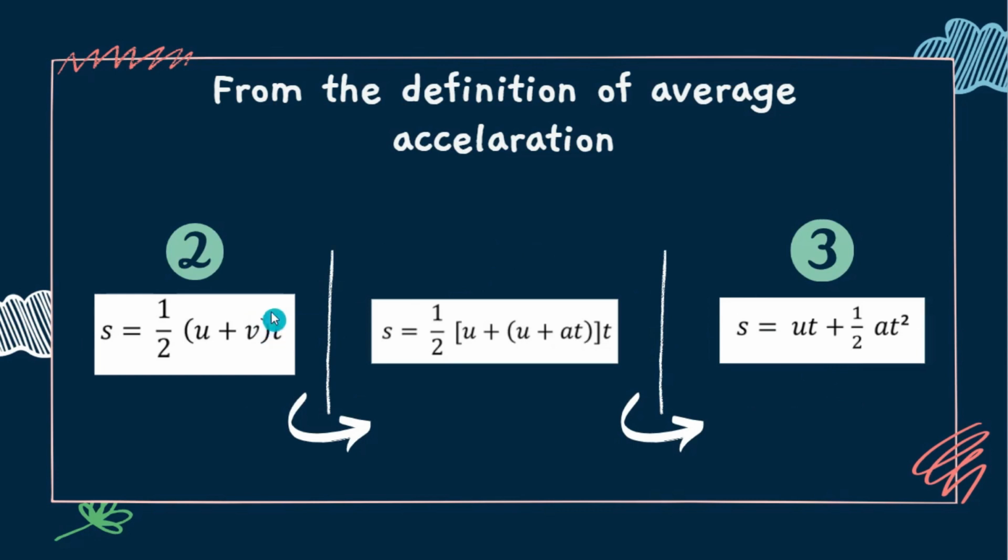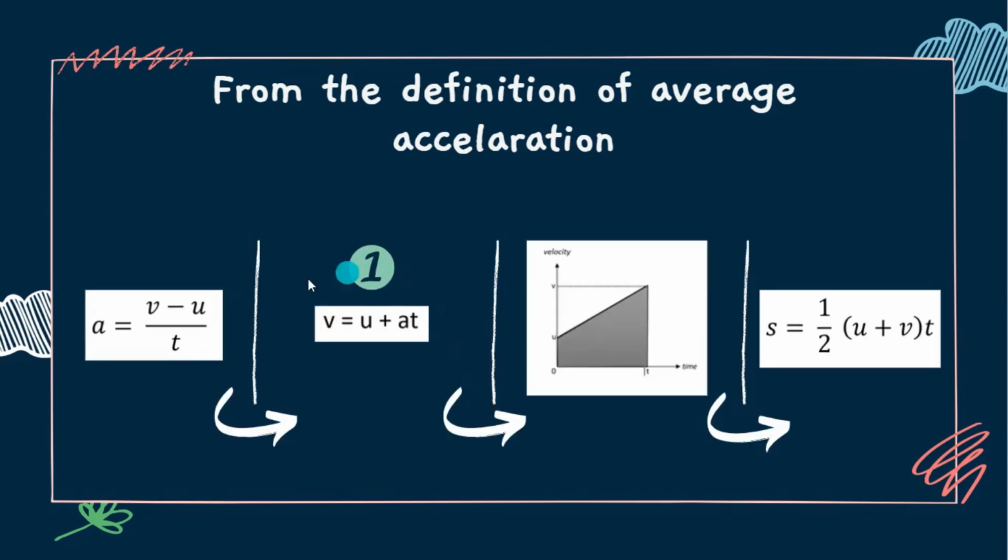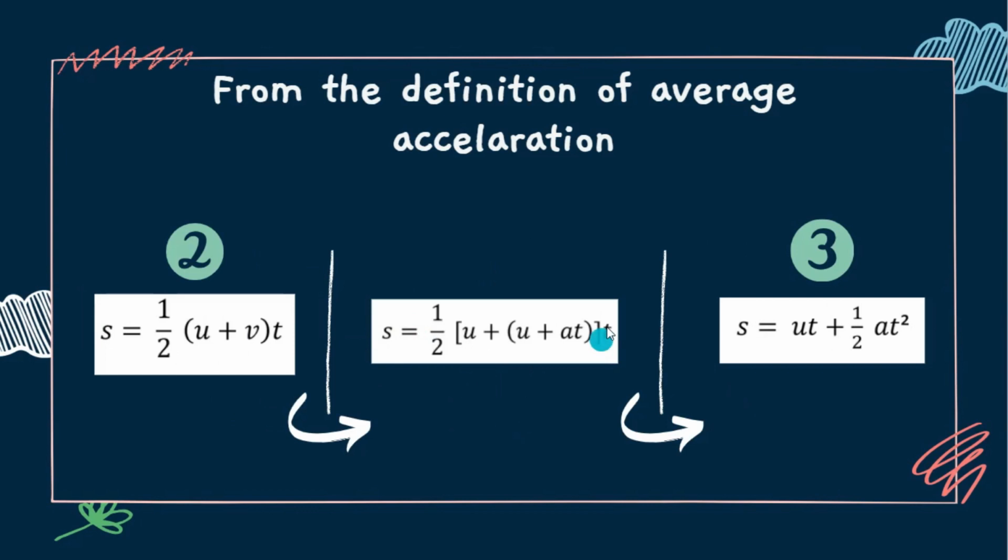And the formula of the trapezium is going to be the second formula in this subtopic, which is s equal to 1 over 2 multiplied with u plus v multiplied with t. Then from this equation, we change the v in this equation using the first equation, which is v equal to u plus at. So we put it in this formula: the v we change to u plus at. So s equal to 1 over 2 multiplied with u plus at multiplied with t.